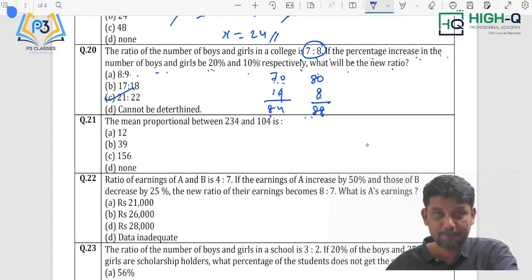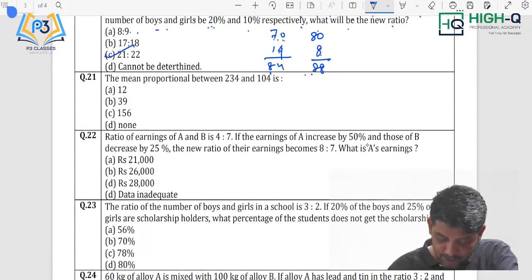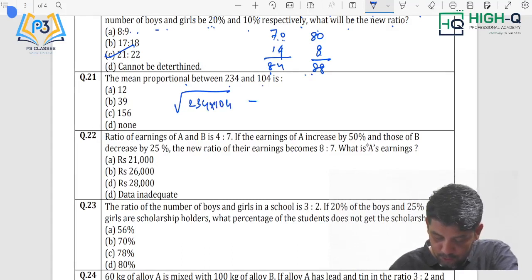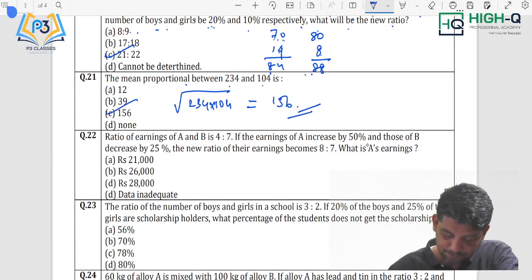Option C, my dear. Next, the mean proportional between 234 and 104 is the square root of 234 into 104. If you find it out, I think you will get 156.